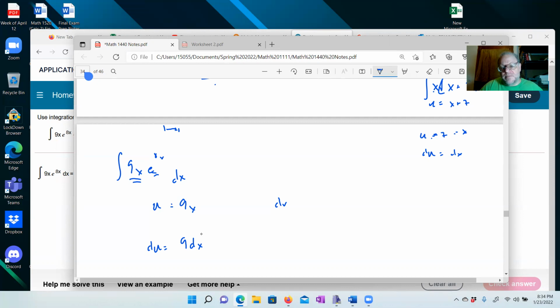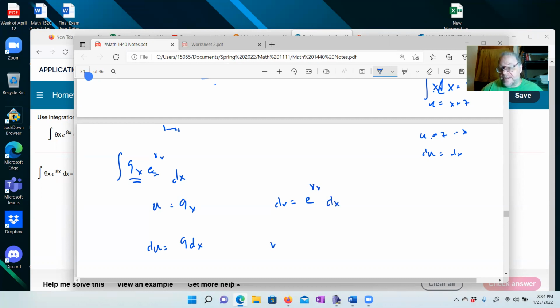Integral or derivative, e to the x, if I take the derivative, it's the same. It's an easy derivative. If I take the integral, it's an easy derivative. Okay, so this is a safe choice. You could put this anywhere you wanted to. It's always a safe choice. Okay, so my dv is e to the 8x dx.